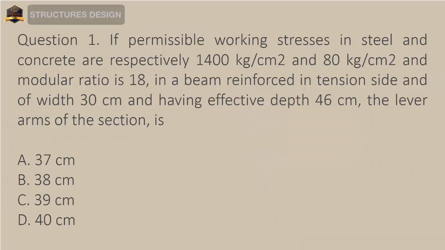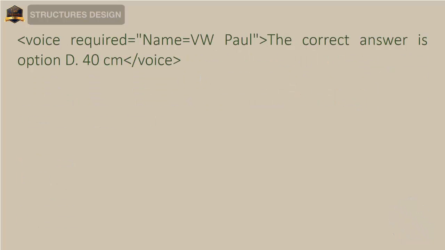Question 1. If permissible working stresses in steel and concrete are respectively 1400 kg per centimeter squared and 80 kg per centimeter squared and modular ratio is 18, in a beam reinforced on the tension side only, of width 30 cm and having effective depth 46 cm, the lever arm of the section is: A, 37 cm; B, 38 cm; C, 39 cm; D, 40 cm. The correct answer is option D, 40 centimeters.